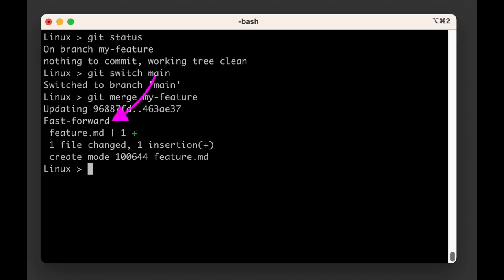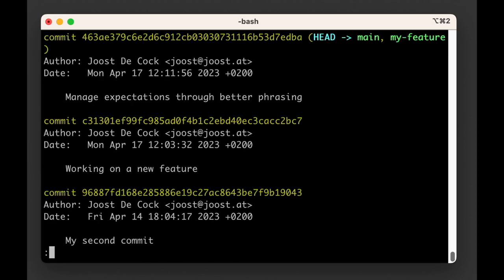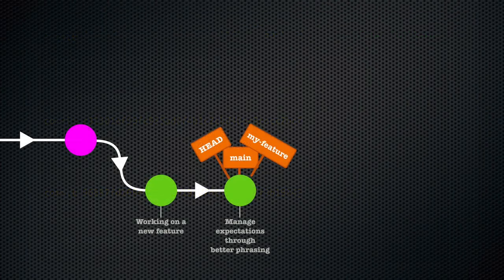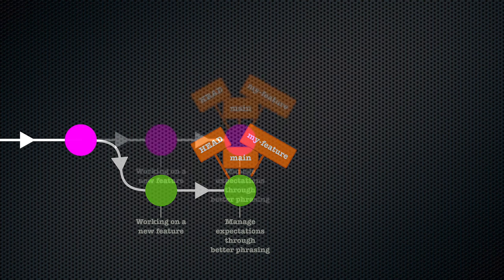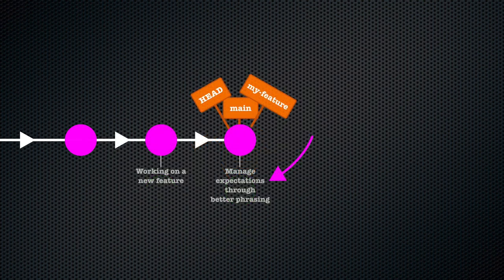If we look at the commit log with git log, we can see that no commits have been added to the log. The most recent commit is still the one with the "manage expectations through better phrasing" commit message, which was the second and last commit we did on the my-feature branch. This confirms that all Git had to do to merge this was move labels around.